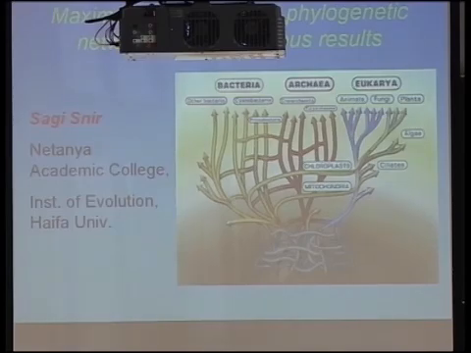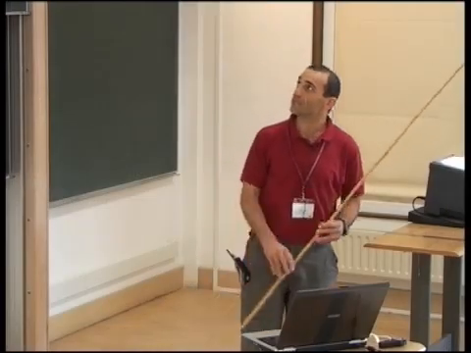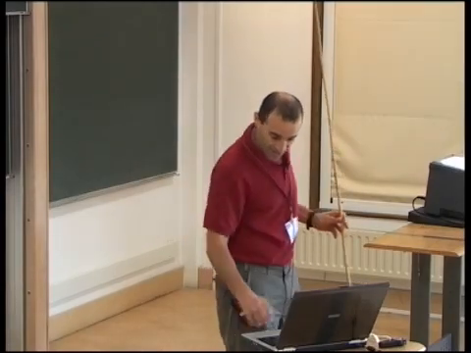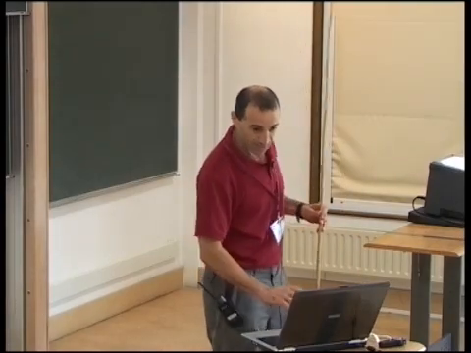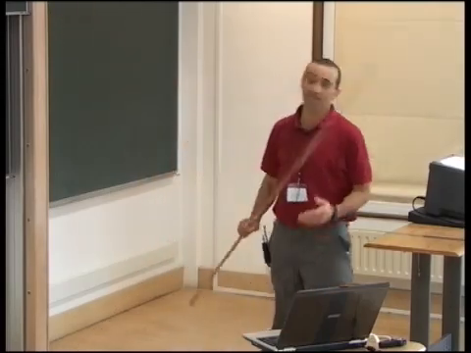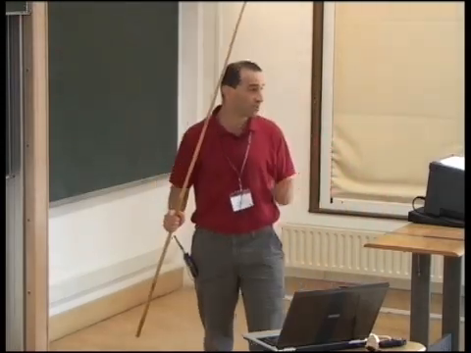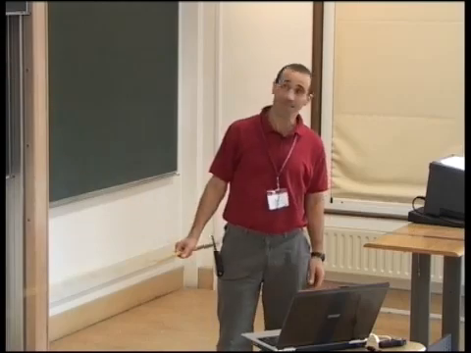Okay, so as you see, the title is Maximum Parsimony on Phylogenetic Networks and Some Rigorous Results. And horizontal gene transfer is the transfer of genetic material from one organism to another, not through linear descent.